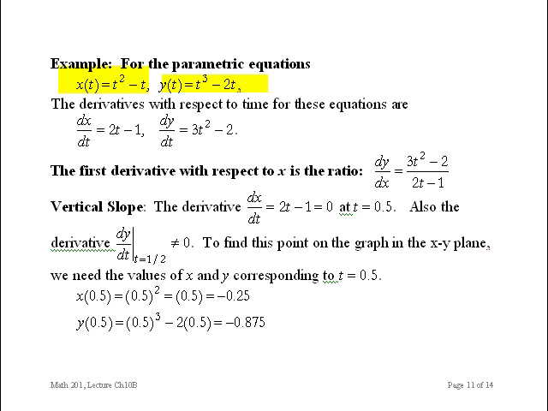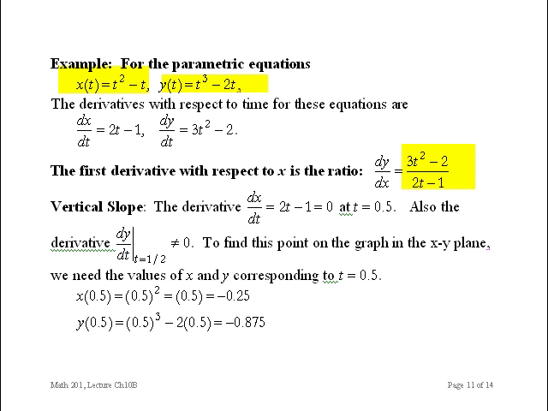First we're going to need the derivatives with respect to time, so we'll go ahead and take them. Dx by dt, of course, using the power rule, is 2t minus 1. The derivative of y with respect to t, again using the power rule, is 3t squared minus 2. The first derivative is a ratio of these two. So dy by dx, the derivative in the xy plane of that curve, is 3t squared minus 2 over 2t minus 1.